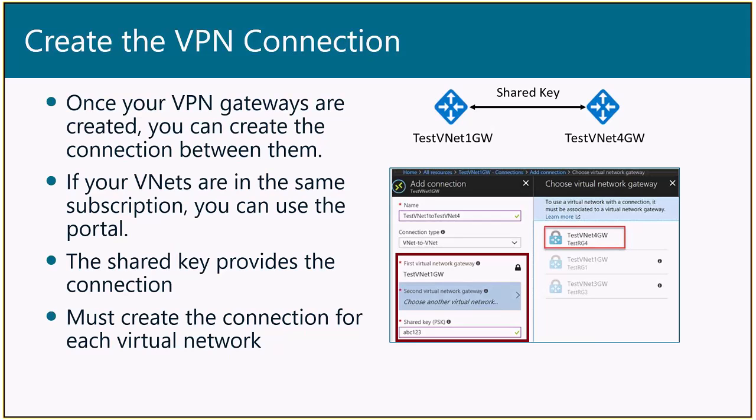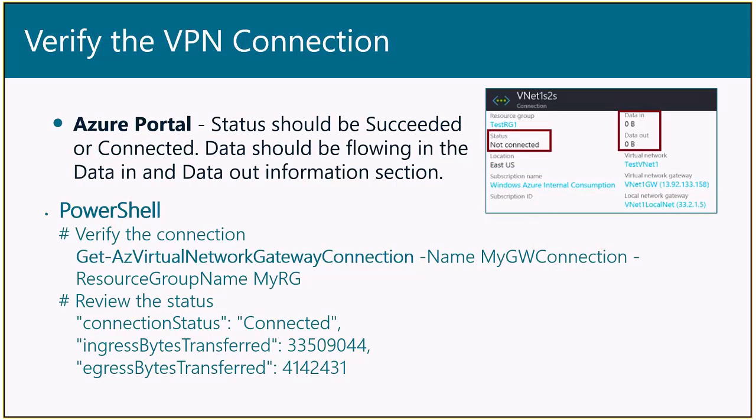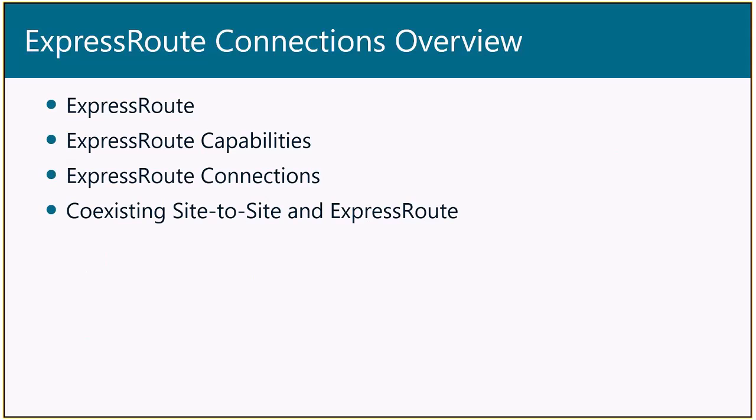And you can test to make sure that you can create the connection between them. The VNets have to be in the same subscription. And the shared keys provide the connection for us. You must create a connection for each virtual network. If you have 5 virtual networks, you should have 5 connection keys. And verify the VPN connection through Azure PowerShell, or you can use the Azure portal.